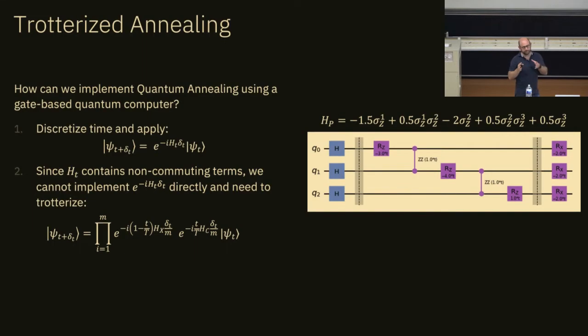So what you see here is we apply a part for the problem Hamiltonian with a smaller time step, for the mixer Hamiltonian with a smaller time step, and we iterate between the two, repeat the two. And so if you have here psi t, we do m Trotter steps of that part to approximate this operation. We get to psi t plus delta t.